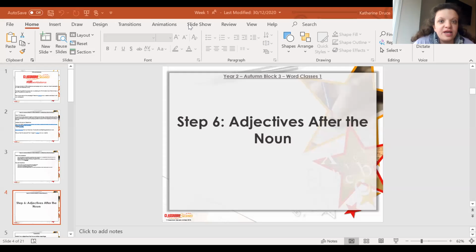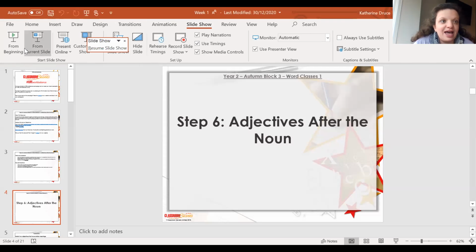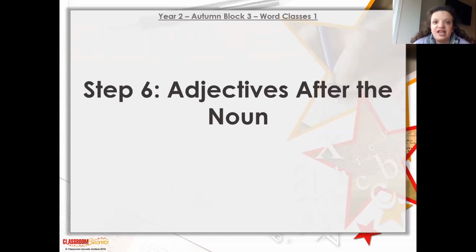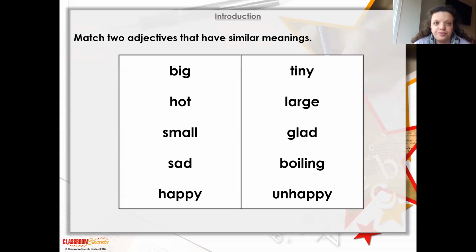Okay, so this afternoon we're going to be looking at adjectives after the nouns, when we use adjectives after our noun. So match two adjectives here that have similar meanings. We've got a set of adjectives on this side and a set of adjectives on this side. Which ones have similar meanings? Pause the screen now and have a go.